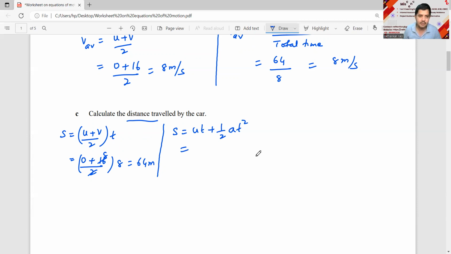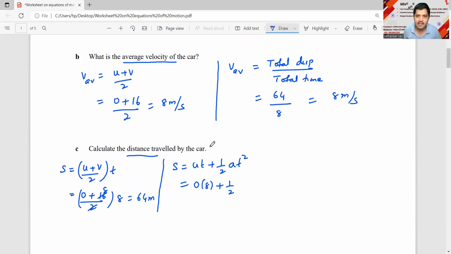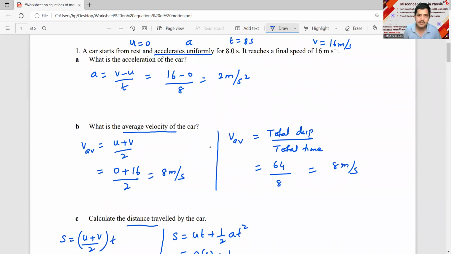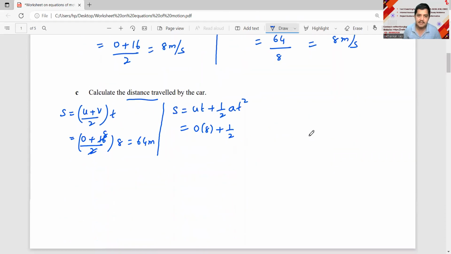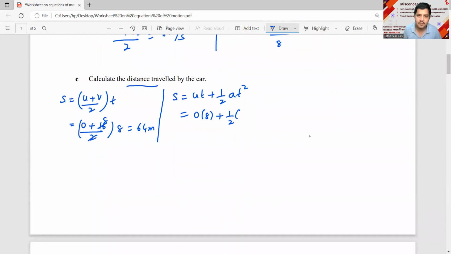Now, what is u? u is equal to 0. See, I have taken u equal to 0 already. 0 into t plus half into a. What is a? We have already determined the value of a. The value of a is 2 over here. So I will substitute this value: half into 2 multiplied by t. t is what? 8 square. So when I do this, what do I get? This 2 and this 2 go away. 8 square is 64 meters. Wow. See, we have got this answer also.